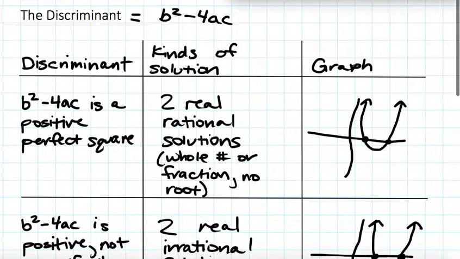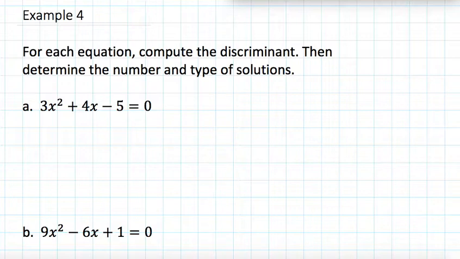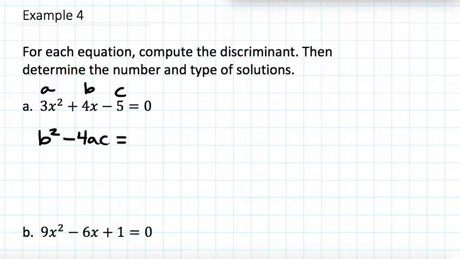And so we're going to look at example 4. It says for each equation, compute the discriminant, then determine the number and types of solutions. So what we have to do first is identify our a, b, and c, just like with the quadratic formula. And then we're going to plug into just b squared minus 4ac, not the whole quadratic formula. So the quadratic formula tells us what the solutions actually are. The discriminant just tells us some information about the solutions, but not what x is actually equal to.